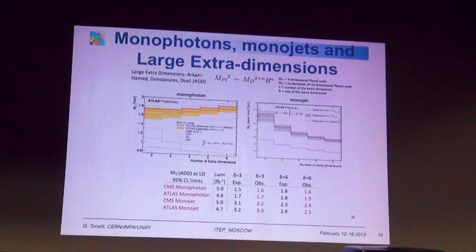Unfortunately, there is nothing there, so you again put limits on large extra dimensions that could produce a state of matter decaying in this final state, and limits are at the level of 1.6 up to 3 TeV.